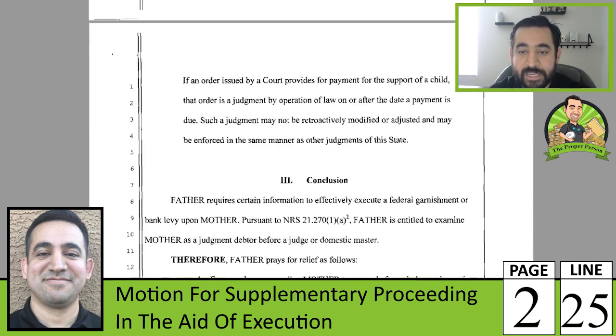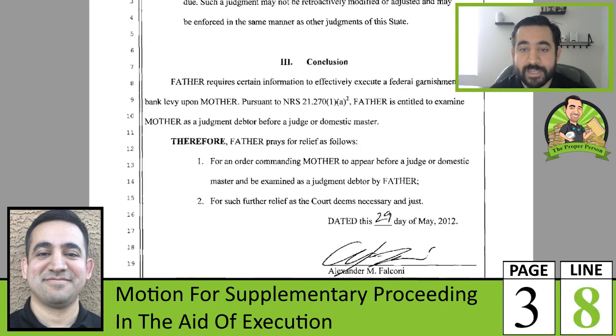So what I'm stating here is that, yeah, you're right. This does give me the judgment that I need. Technically, it's not something that the clerk can enforce because there's no judgment sum certain, but it is something that I can use for other purposes. And here I go into my conclusion, effectively asking the judge to allow me to conduct a debtor's exam under NRS 21.270 subsection 1A.